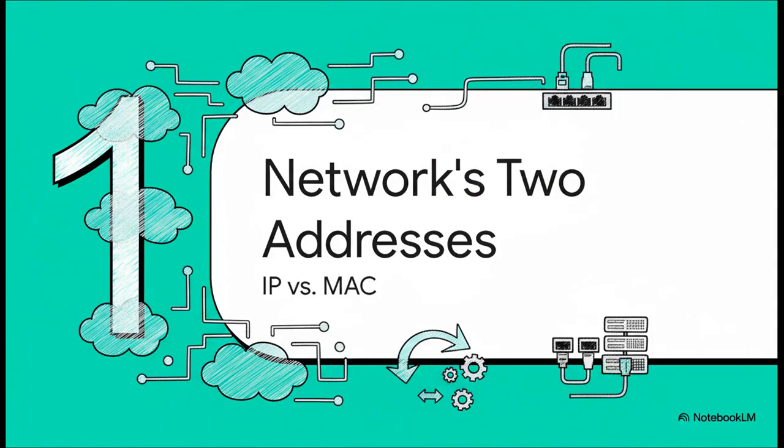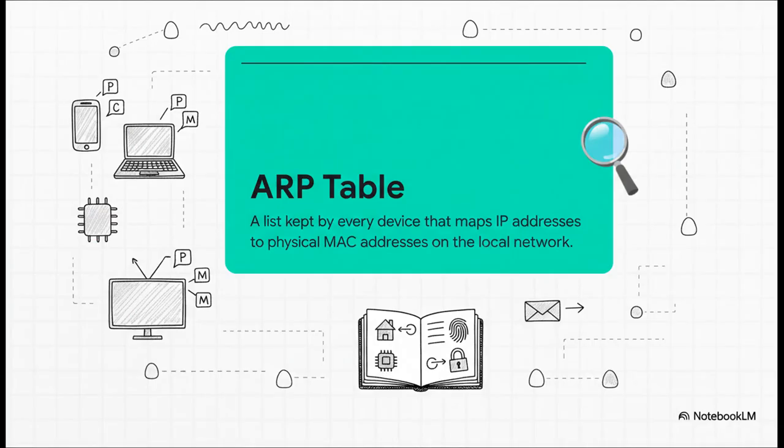Well, to answer that, we first have to get our heads around the fact that every device on your local network is basically bilingual. It speaks two languages. It uses IP addresses to know where a device is logically, like its neighborhood, and it uses MAC addresses for the actual physical delivery, the specific house on the block. The real trick is translating between the two. And this, right here, is where our hero of the day comes in, the ARP table.